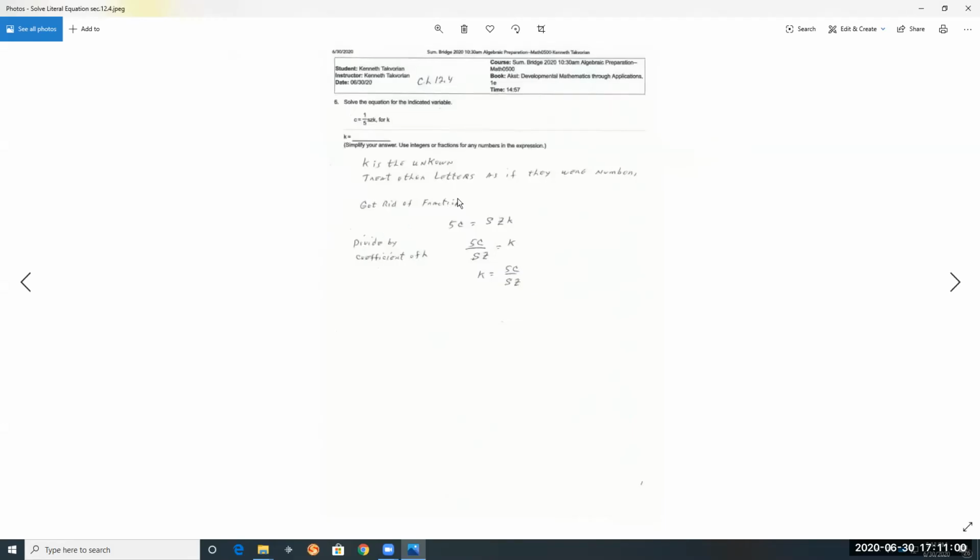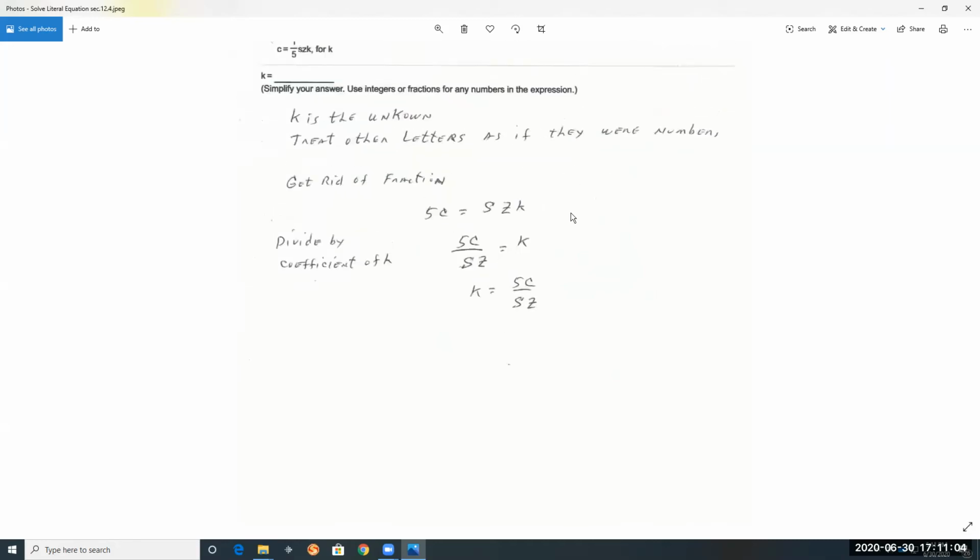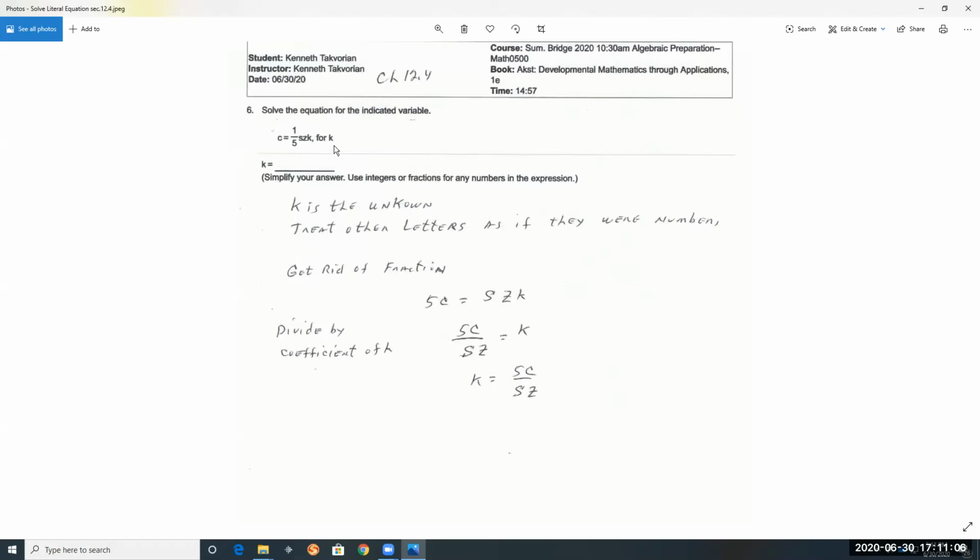And what is the next problem we want to look at? The unknown is K. This is a fractional equation. I usually like to get rid of the fraction when I'm solving a fractional equation. K is the unknown. Treat the other letters as if they were numbers. Let's get rid of the fraction first.